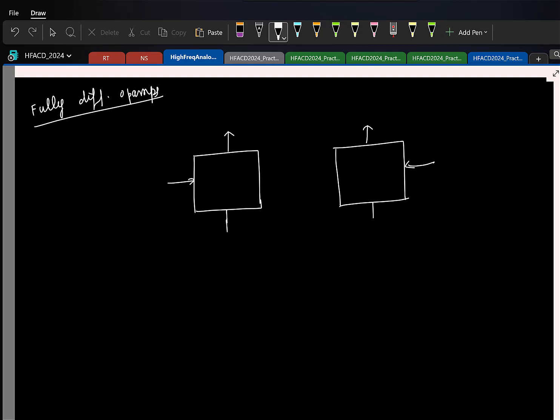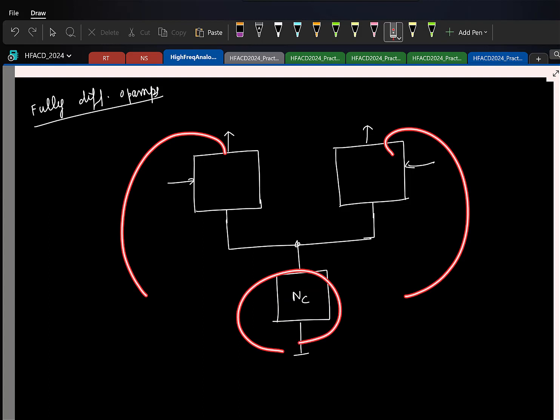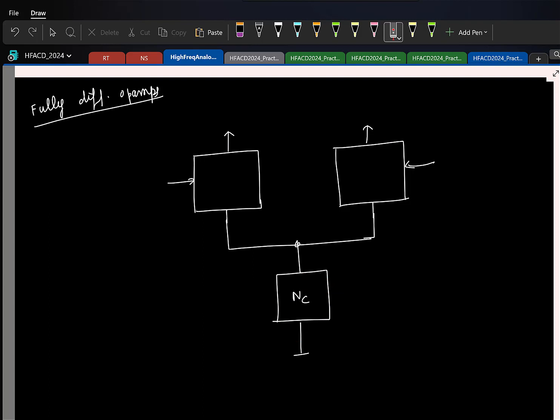So essentially, along with that, you also have something here. I'll call it a common network that gives a rejection. Typically, it's a current source, right? And this common network can also include your CMFB, right? So CMFB is also going to sense the output and do something. That will also add in the common mode.